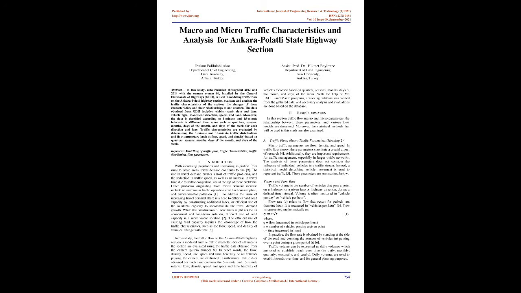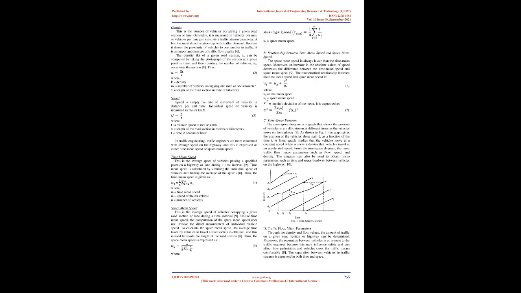The analysis of these parameters does not consider the influence of individual vehicles in a traffic stream. Instead, a statistical model describing vehicle movement is used to represent traffic. These parameters are summarized below. Volume and flow rate. Traffic volume is the number of vehicles that pass a point on a highway, or a given lane or highway direction, during a defined time interval. Volume is often measured in vehicles per day or vehicles per hour. Flow rate, Q, refers to flow that occurs for periods less than 1 hour. It is measured in vehicles per hour.